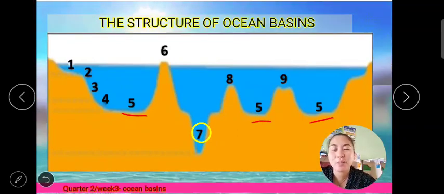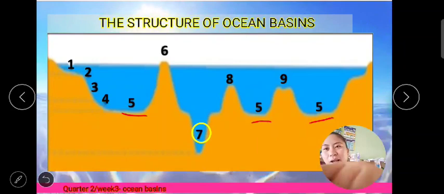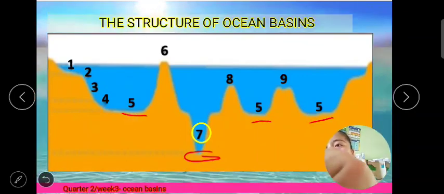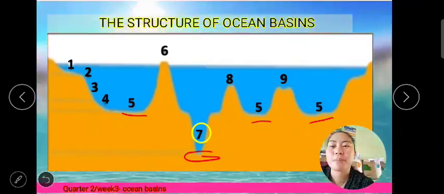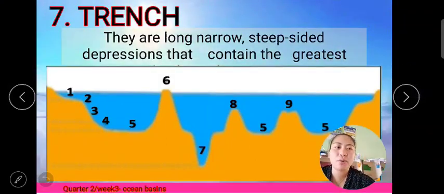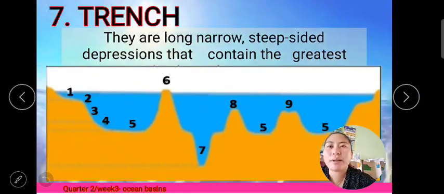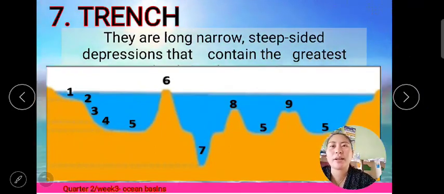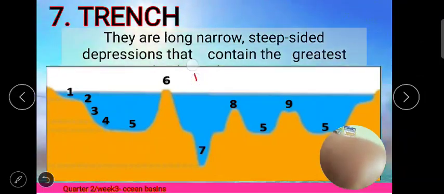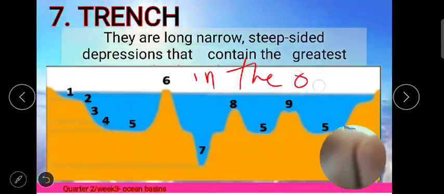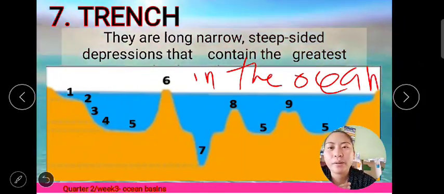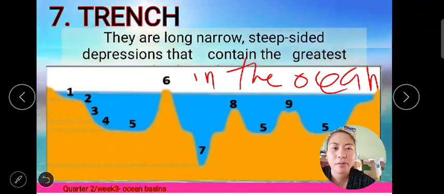Next, we have 7. Ano naman kaya yung 7? Number 7, as you can see in the diagram, it is located in this portion, which is deeper than 5. So, meaning, number 7 is the deepest part of the ocean. And the deepest part of the ocean is called the trench. So, yung trench natin, they are long, narrow, steep-sided depressions that contain the greatest depths in the ocean. So, dito, trenches are the deepest part of the ocean.